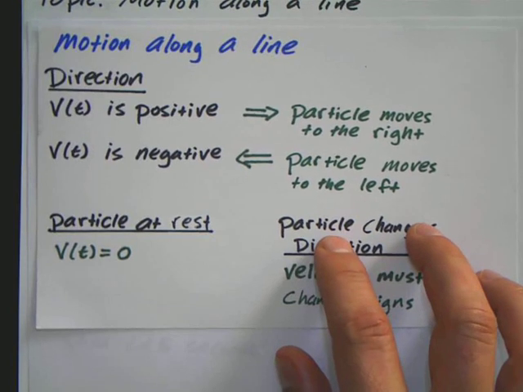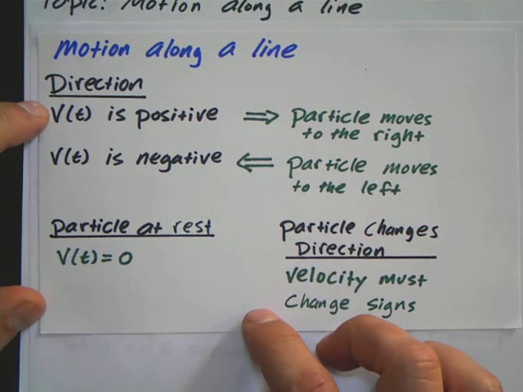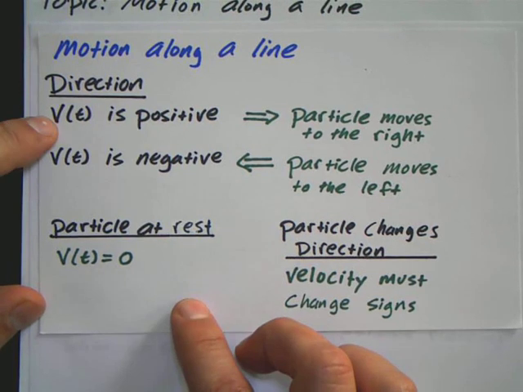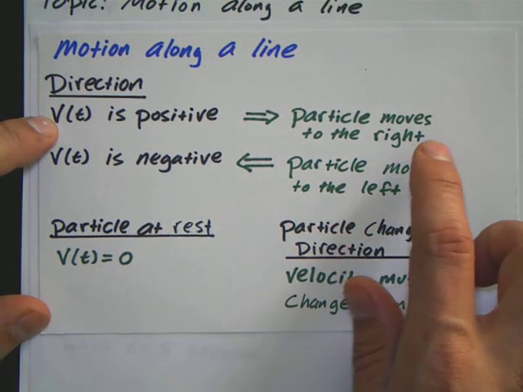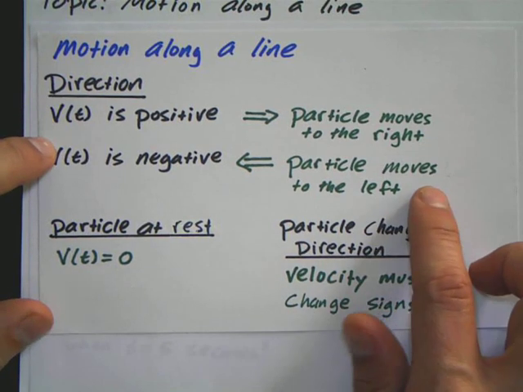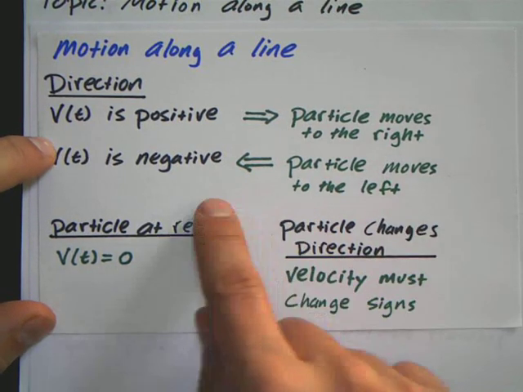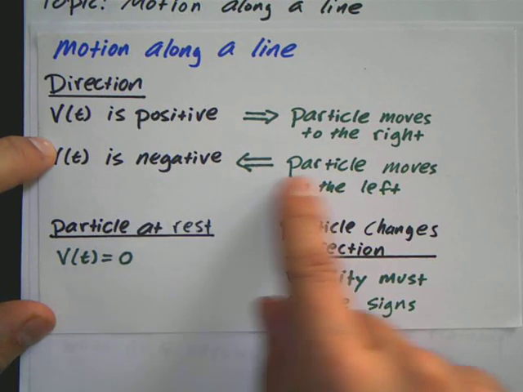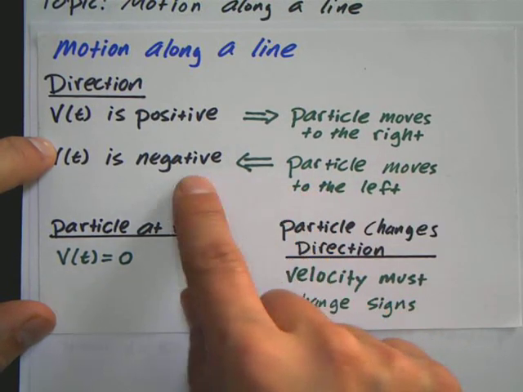Next set of definitions deal with direction. If your velocity is positive, that means you're moving to the right. So we're going to say the particle moves to the right. If velocity is negative, particle moves to the left. Sort of think of it like on a number line. If you're to the right, you're going positive. If you're to the left, you're going negative.